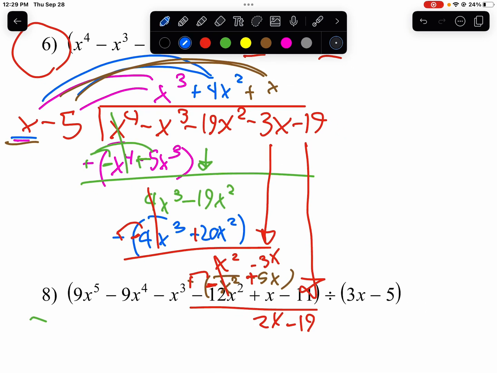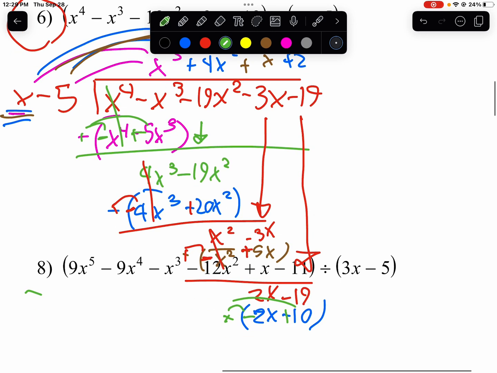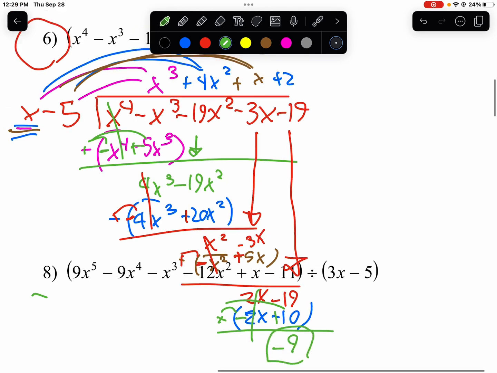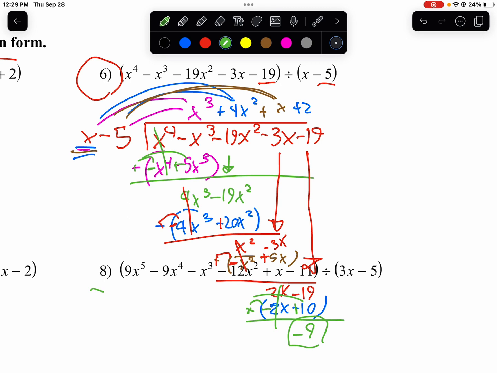And we have to then multiply x by something to get 2x. So it's going to be 2. So you get 2x minus 10. And we have to change these signs and subtract it. So when we do it, we get a negative and a positive. And then we're left with negative 9. This is called the remainder. So we're going to have minus 9 over x minus 5. This is the remainder.